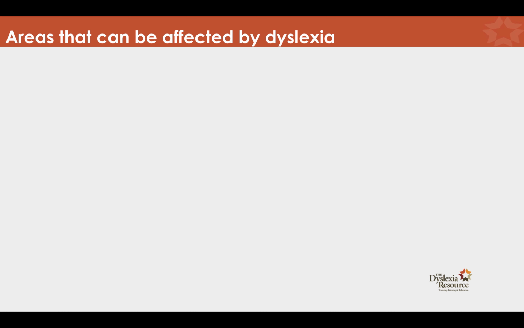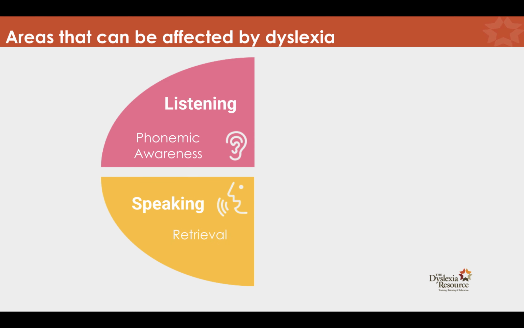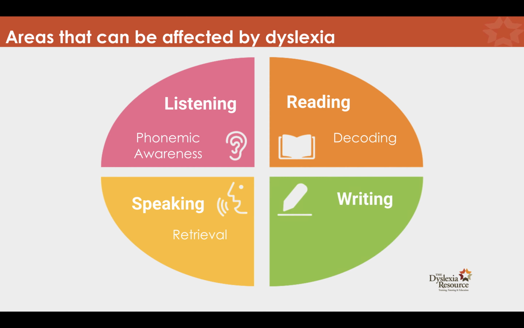So when we look at those elements of language and think about how they can be affected by dyslexia, we might see a child that's impacted in the listening or has trouble with phonemic awareness. Another child may also be, or individually be, impacted in the area of speaking or retrieving the right word at the right time. Reading can be impacted. Breaking that code is so difficult for the dyslexic, as is writing and spelling.